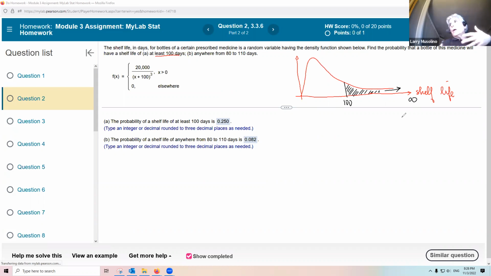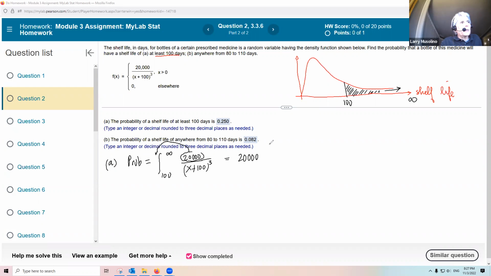To find the area under a curve, that is the integral in calculus. So to find this probability for part A, I'm going to integrate this function from 100 days to infinity. The function is 20,000 over (x plus 100) to the third. The first thing I'm going to do is take this constant 20,000 and move it out in front of the integral symbol. I'm allowed to do that, and it makes the integral a lot easier to work with.